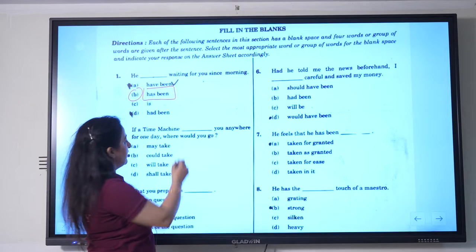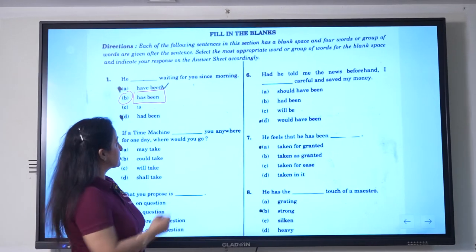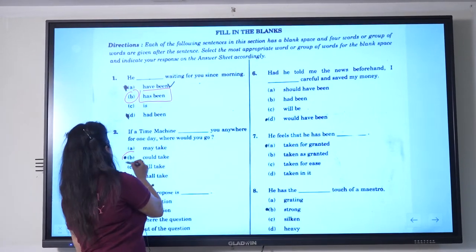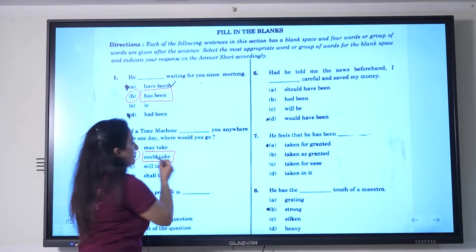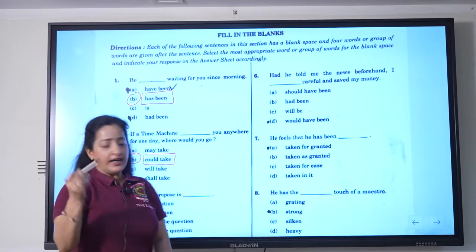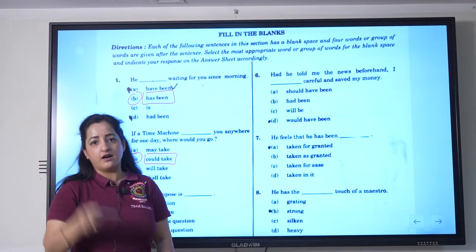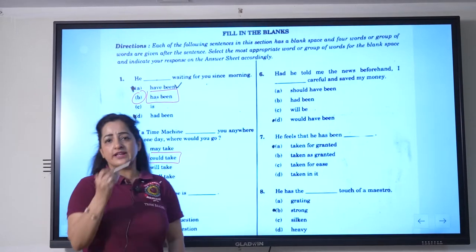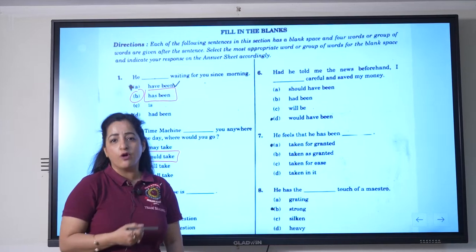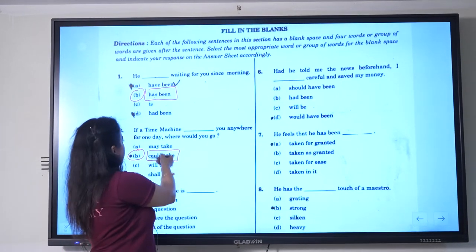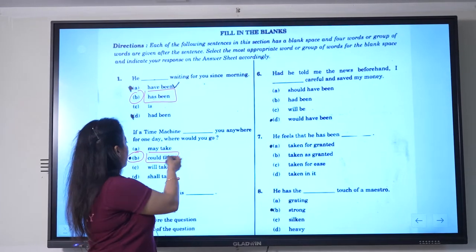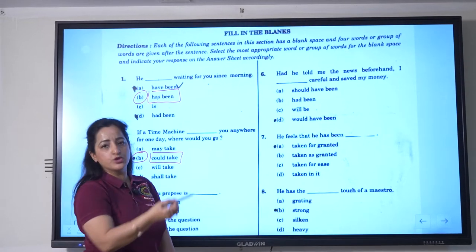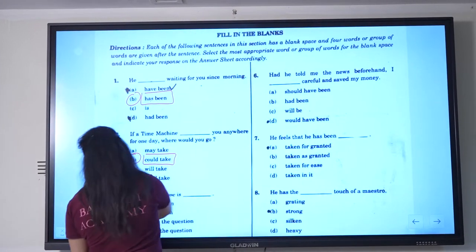Next question, if a time machine dash you anywhere, the correct answer is could take you anywhere. Why not Charlie and Delta? Why are they not the answers? Because there is a rule that after if you should not use will or shall. Therefore, it is an imaginary situation that if it could take you anywhere, where would you go? Moving on.